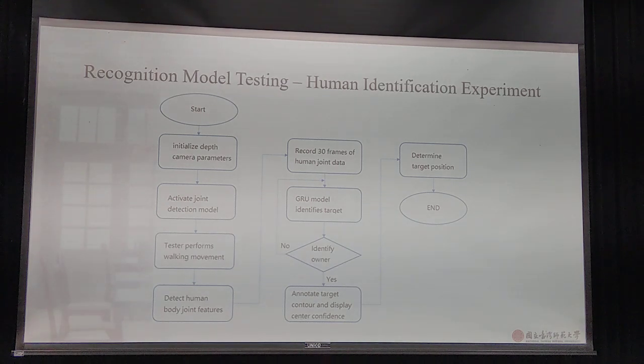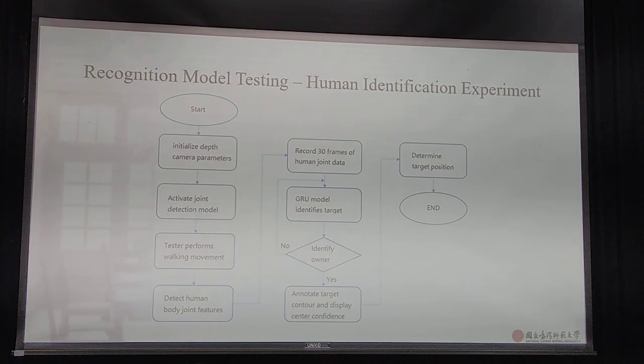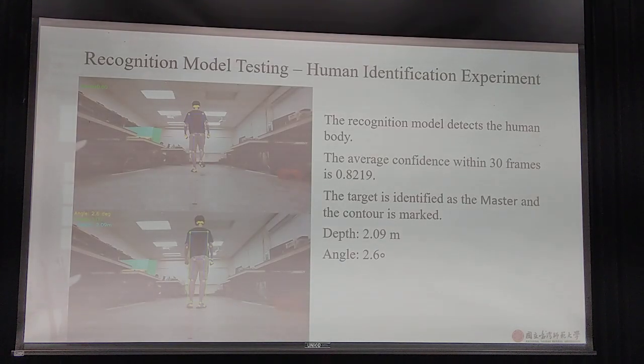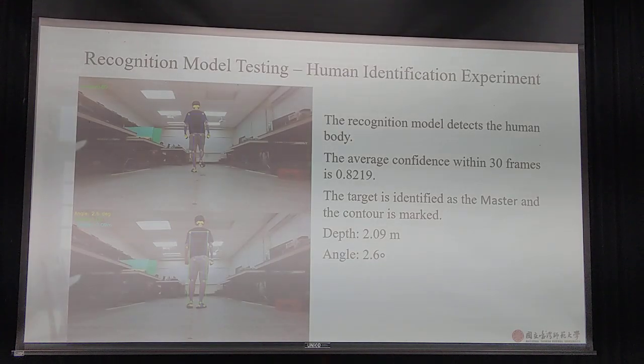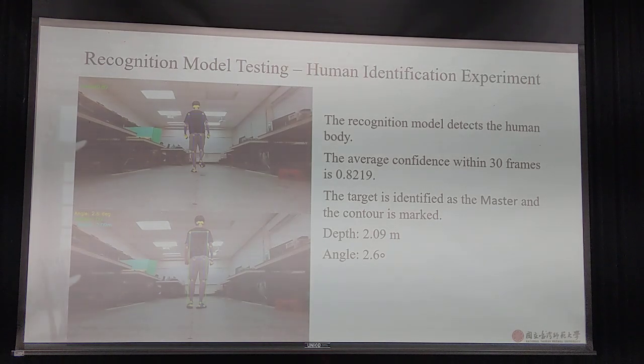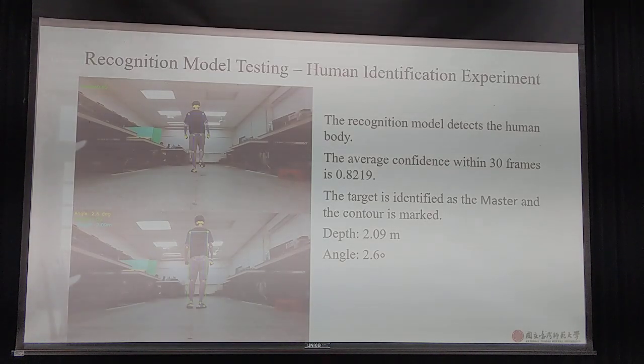This slide shows the flow of the human identification experiment. The system initializes the camera parameters and activates real-time joint detection. When the person is walking, 30 frames of joint data are captured and sent to the trained GRU model. If the target is classified as master, the system marks the body contour and records the position information. The trained model detects the human body with an average confidence score of 0.8219 across 30 frames. When the target is classified as master, the contour and joint points are marked on the screen.